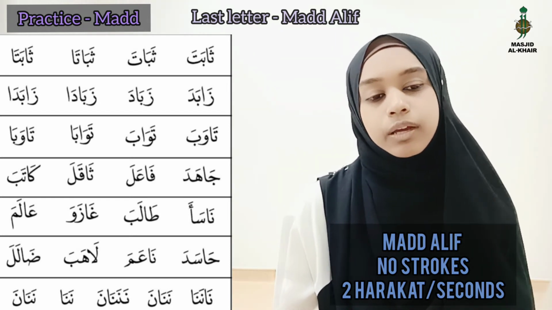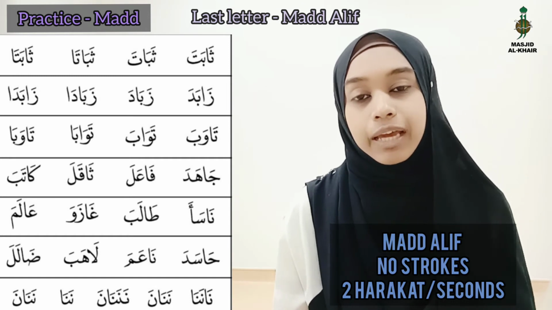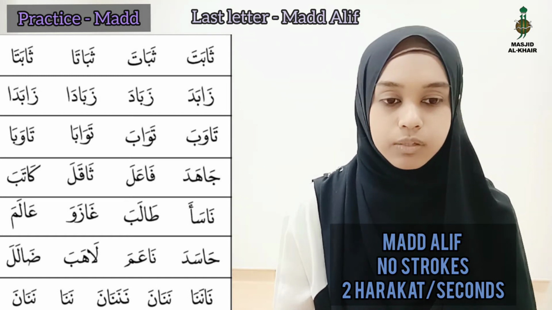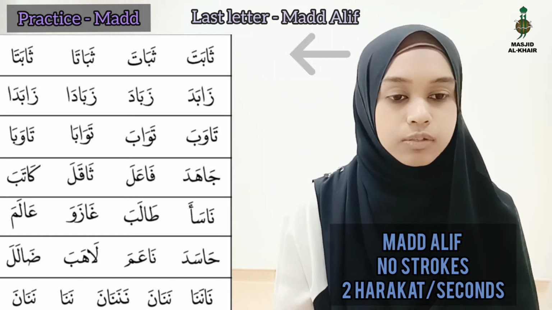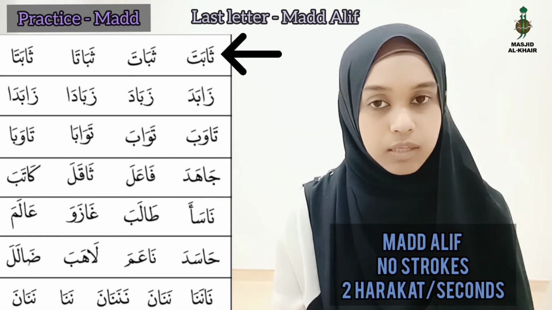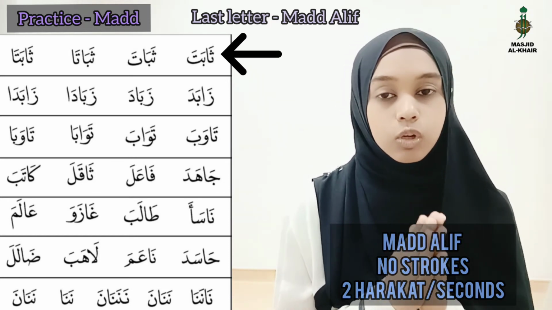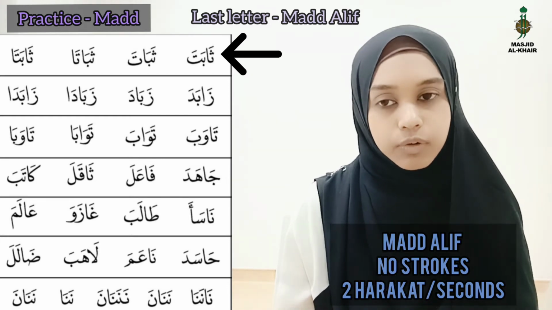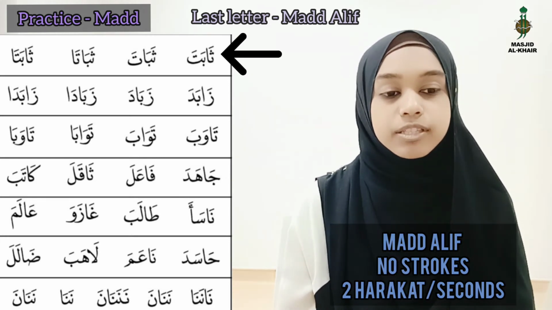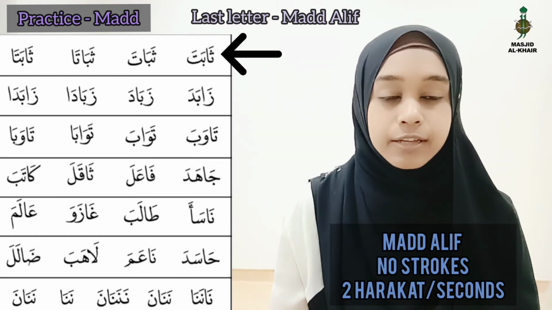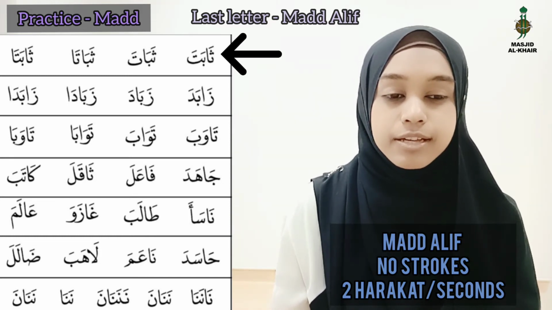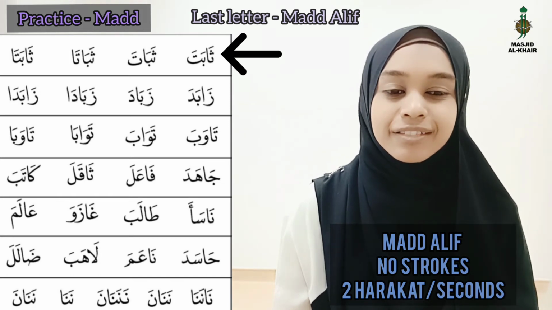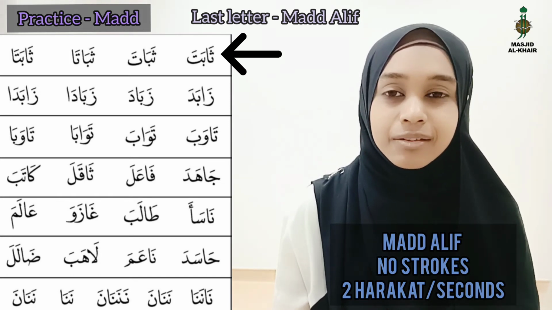Now I am going to read from the start, line by line. You repeat after me. Really focus on the dots. Focus on which one has a mad, which one doesn't have a mad. If it doesn't have any mad, do not prolong. If it has a mad, then you prolong it for 2 seconds. 2 harakat. Alright, from the start. Thabata, thabata, thabata, thabata.